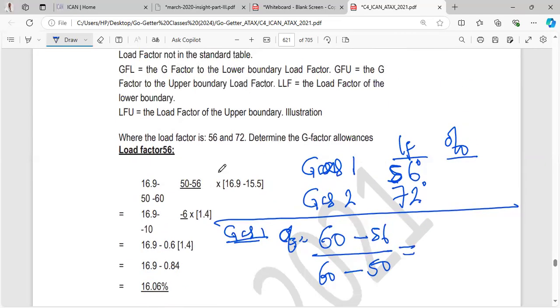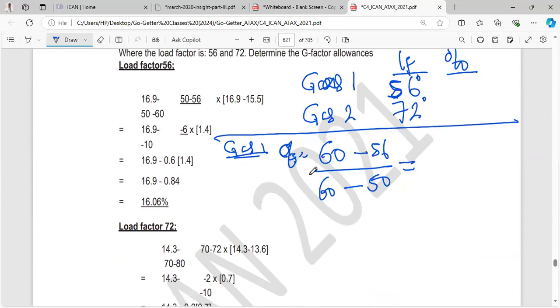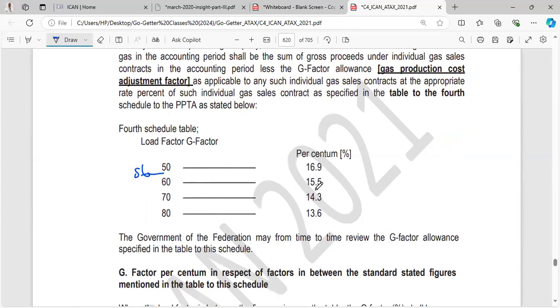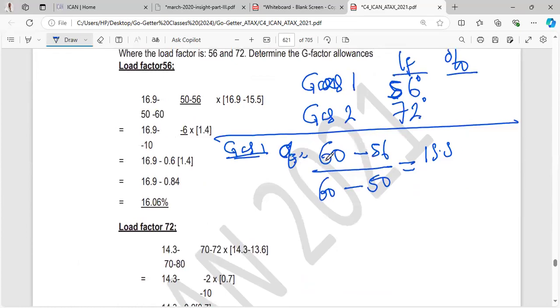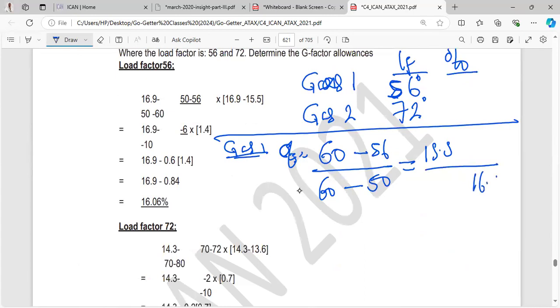Now let's look at their percentages. For 60, it is 15.5. For 50, it is 16.9. Let's check again. Sorry, for 50 it is 16.9, and this is 15.5. Now, this is 60, look at the corresponding figure in percentage. This is 50, look at the corresponding figure. Now, this is 56. The corresponding figure should be, let's say, X.